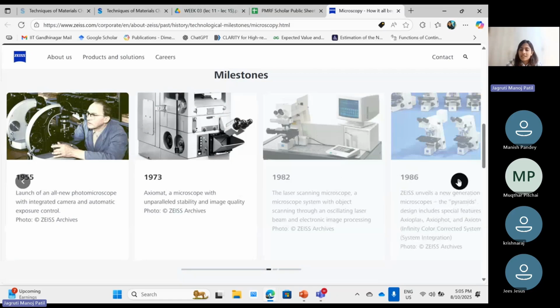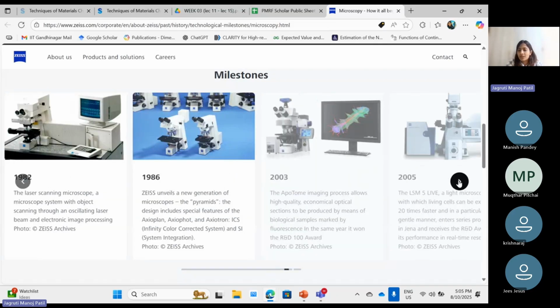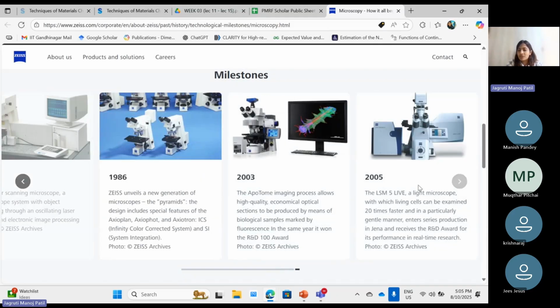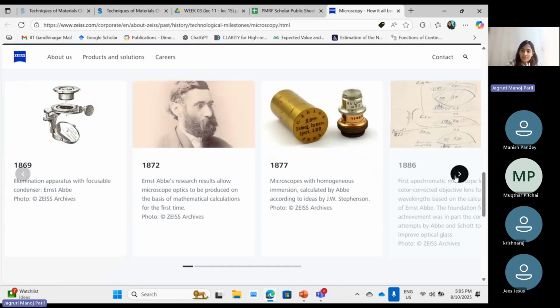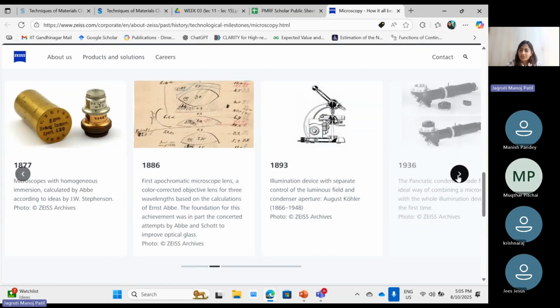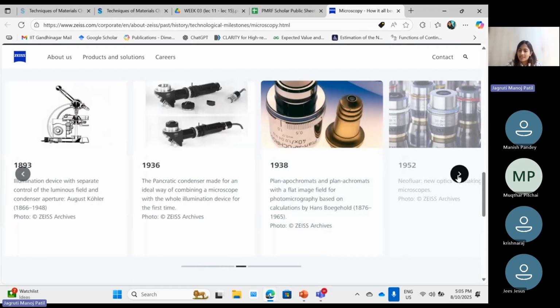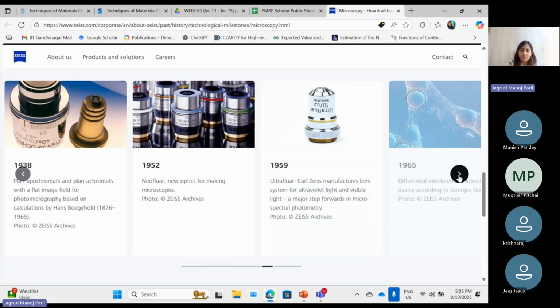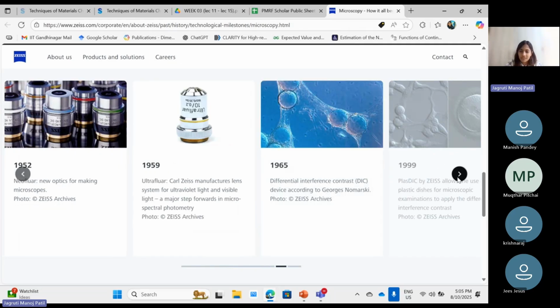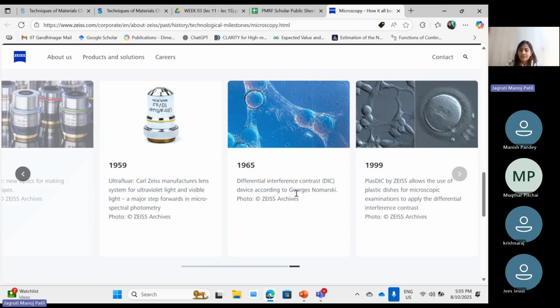On Zeiss's website, you can see how many different kinds of newest systems have come through till date and how their optics have evolved: how the physics changed, what kind of lens they used, how to prevent the effects of diffraction, how different types of chromatic, achromatic and spherical aberration versions were addressed, and eventually the different kinds of microscopy techniques.